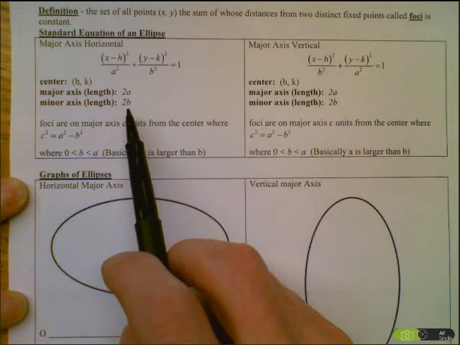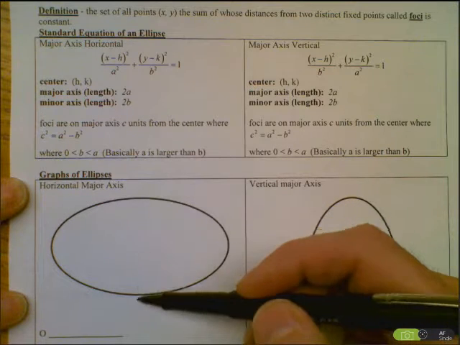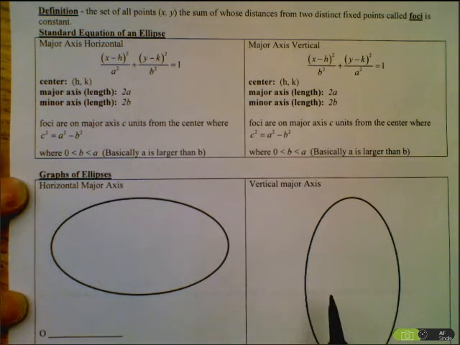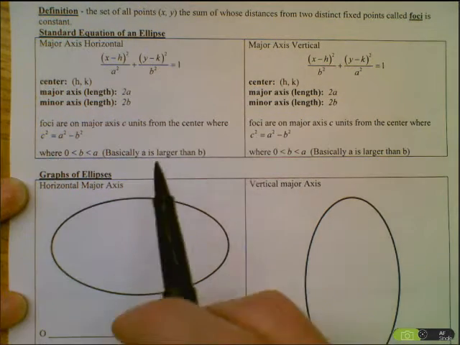If we figure out what b is and double that, multiply by 2, we're going to get what the minor axis is. So the minor axis here would go from here to here, and the minor axis over here would go across there, and we would be going through the center.